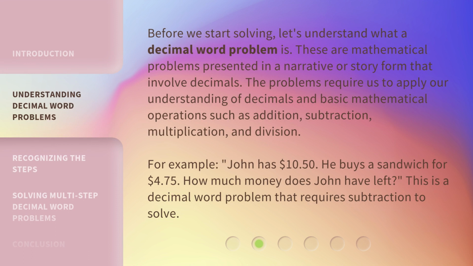Before we start solving, let's understand what a decimal word problem is. These are mathematical problems presented in a narrative or story form that involve decimals. The problems require us to apply our understanding of decimals and basic mathematical operations such as addition, subtraction, multiplication, and division. For example, John has $10.50. He buys a sandwich for $4.75. How much money does John have left? This is a decimal word problem that requires subtraction to solve.